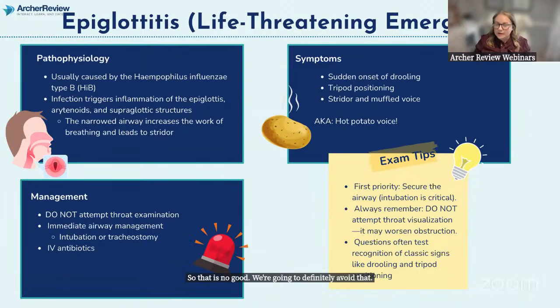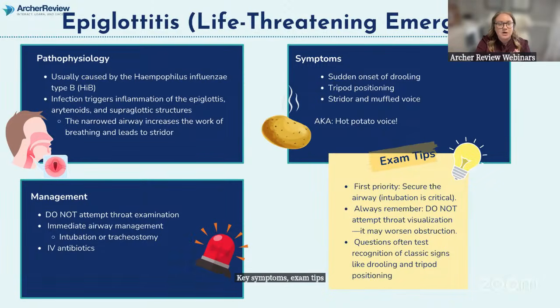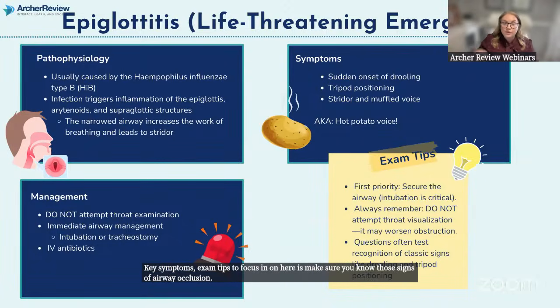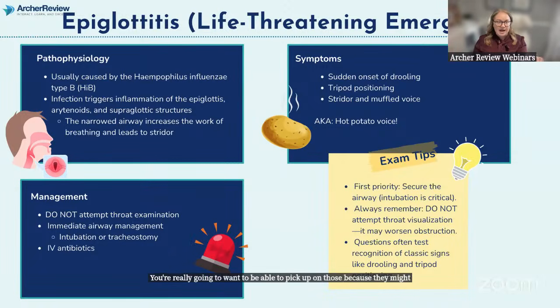Priority in suspected epiglottitis, get someone in the room with that emergency airway equipment. Key symptoms, exam tips to focus in on here: make sure you know those signs of airway occlusion: the drooling, the dysphonia, the muffled hot potato voice, the stridor. You're really going to want to be able to pick up on those because they might be in a test question that then asks you, okay, what do you do? Yeah. So let's try that out.